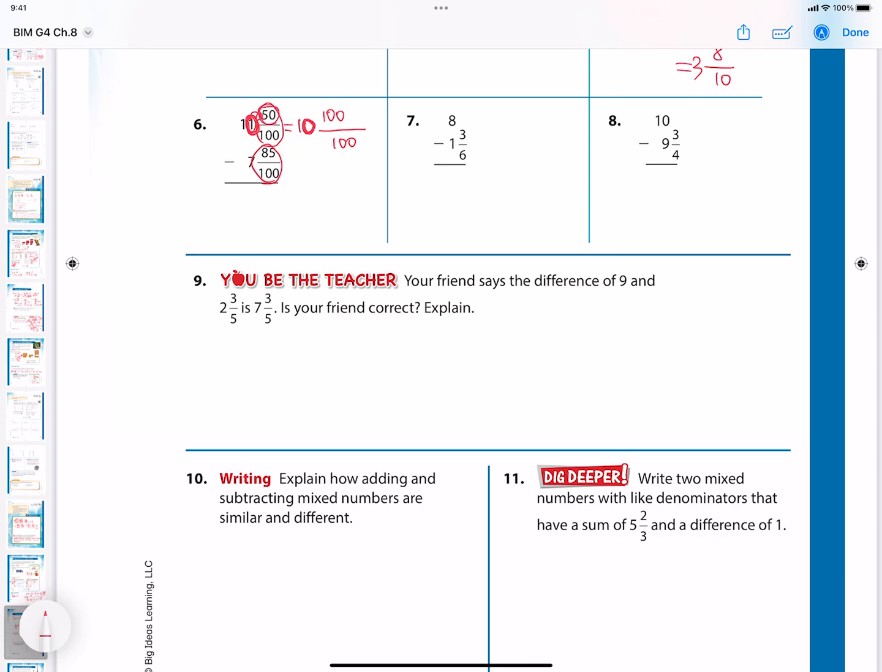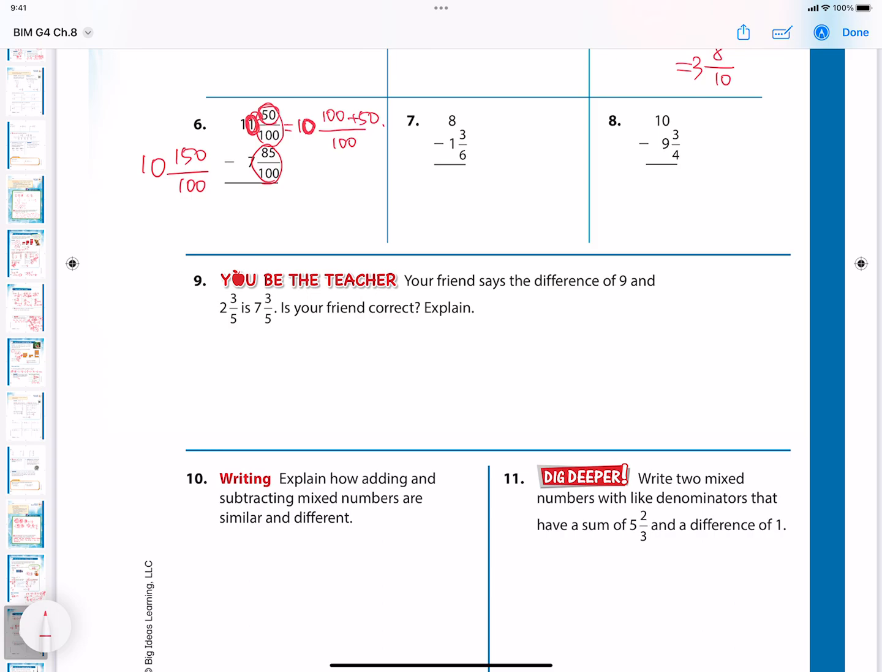And then how many slices did you have before? Yes, 50 slices. That means what? Your mixed number has changed to what? 10 and 150 over 100. Take away 7 and 85 over 100, okay?